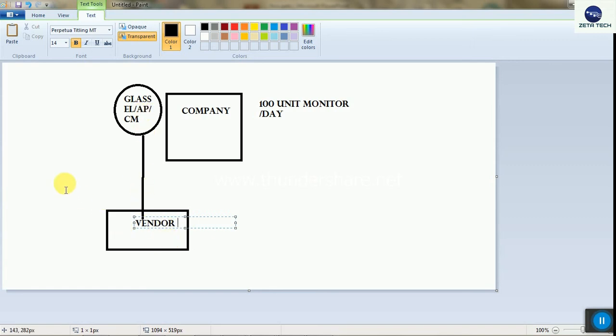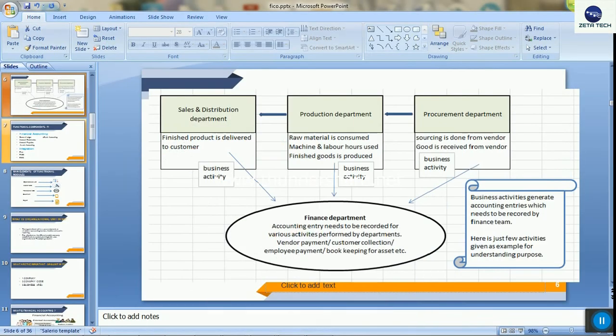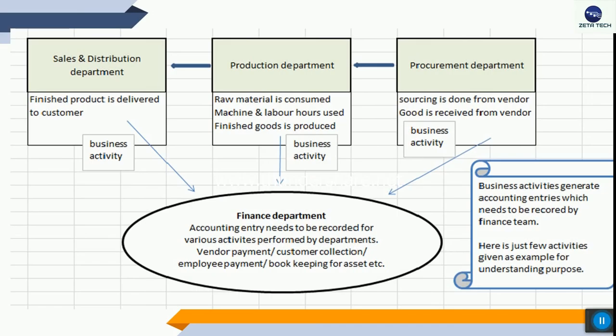Not only a single vendor, there are different types of vendors, vendor A, vendor B, vendor Z, and activity goes on with them. The vendor provides the raw materials and the company uses them to produce monitors. In that case, the company pays the vendor. Suppose the total for glass, electronic appliances and chemical formulas is 20,000. When the vendor sends the invoice to the company, the company will pay the vendor 20,000. Who is responsible for this payment? FICO is responsible for these payments. So FI is also responsible for the procurement payment.